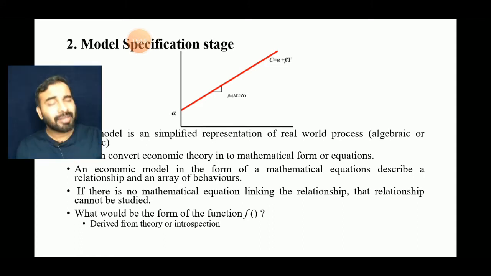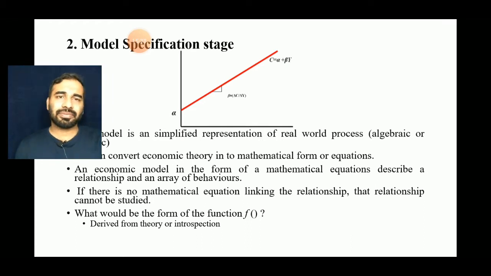So in order to empirically verify a relationship or theory, there should be a mathematical equation, or a mathematical expression. If there is no mathematical expression, then we cannot study it scientifically using data or using econometrics.